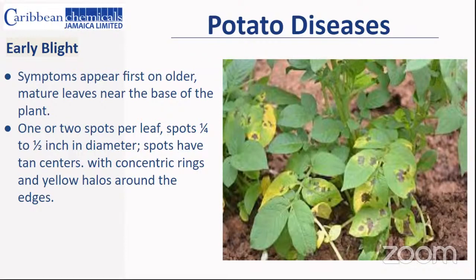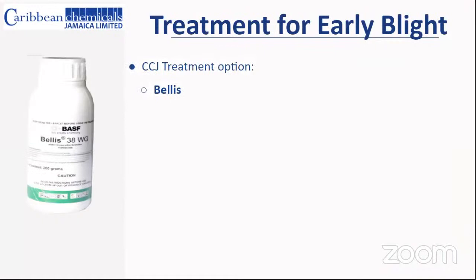Treatment for early blight would be our Bellis. Our recommendation as part of our spray program is to use Bellis at about week 6 or week 7, which is typically when you start to see early blight issues. So we recommend that you use Bellis around that time, or just before, to help prevent the possibility of an early blight infection in your crop.